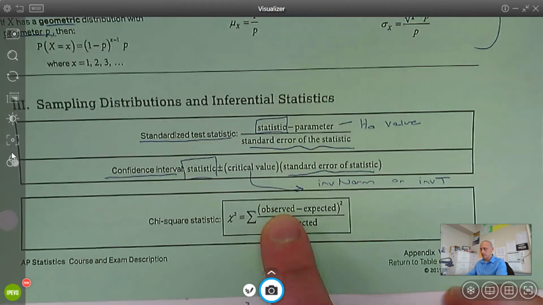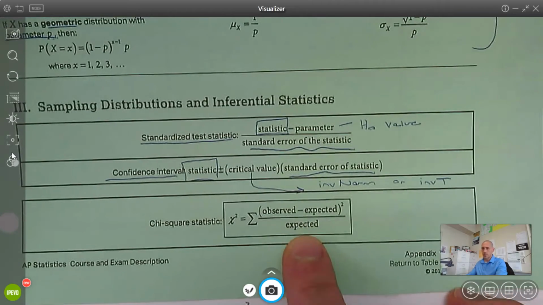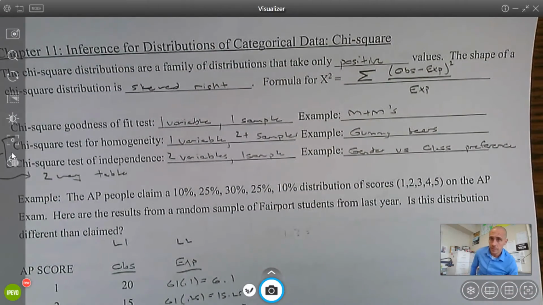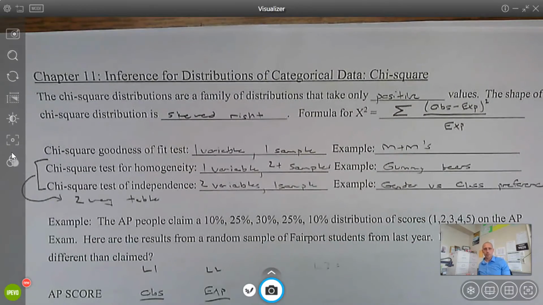It's the sum of the observed minus the expected squared divided by the expected. The reason it only takes on positive values or zero is because we're squaring those differences and summing them up. The way that we tell the difference between the three tests: goodness of fit has one variable, one sample, a one-way table. That was the M&M question that you did.